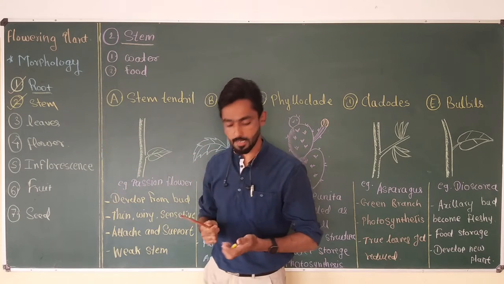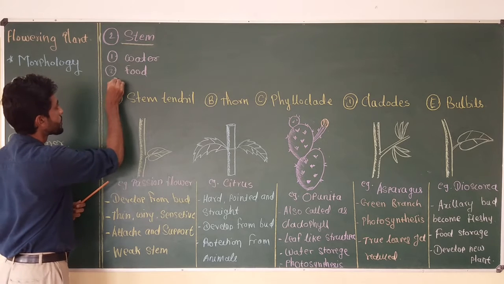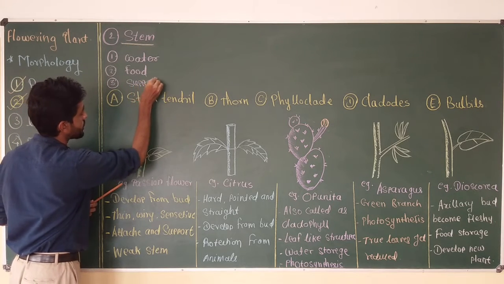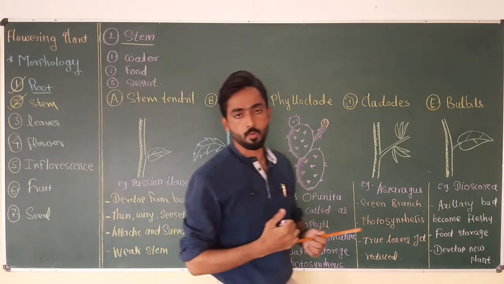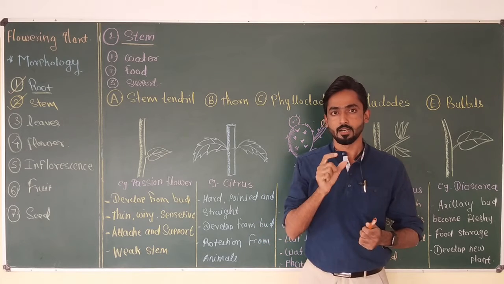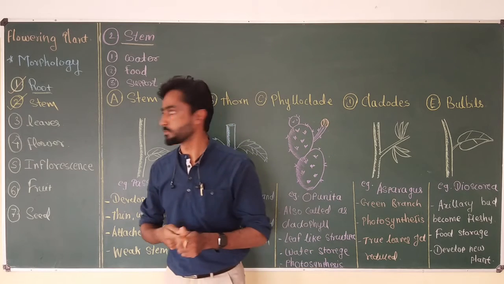Okay, and the third and last function of the stem in flowering plants is provision of support to the different organs of the shoot system. That means the stem provides support to the branches, leaves, and fruits. Okay, so all different parts of the shoot system of the plant get support from the stem.